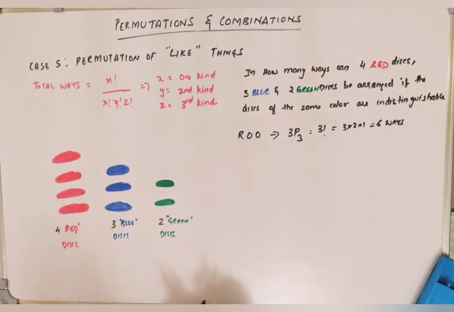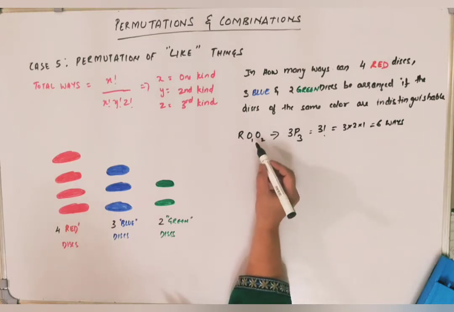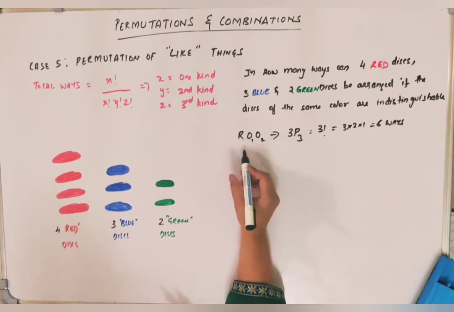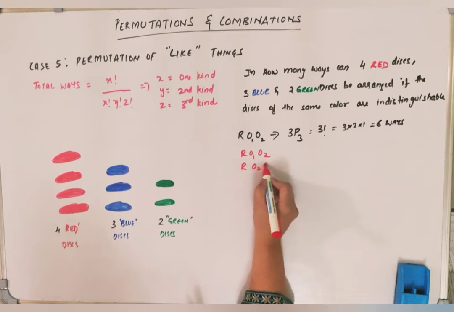It will be, say, for example, let me consider first O and second O, just for identification, right? I would call it O1 and O2. This is first O and second O. How many ways can I arrange? R, O1, O2, R, O2, O1.